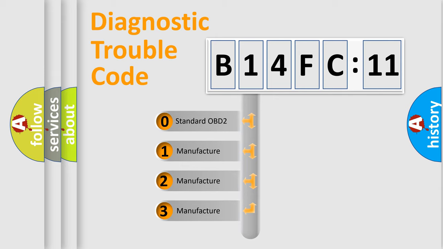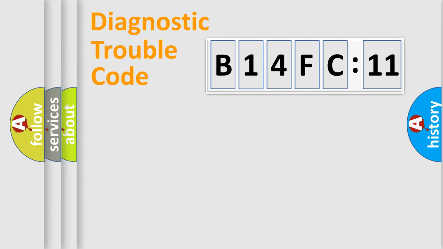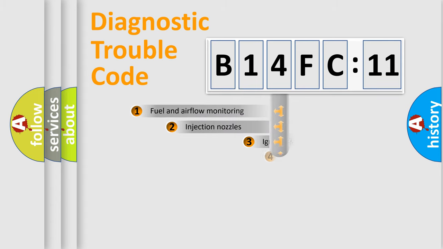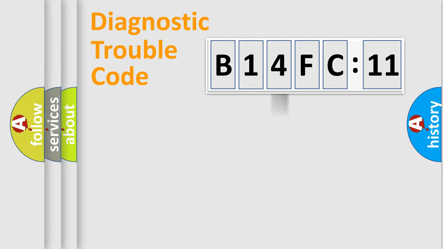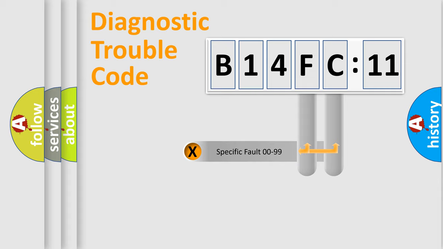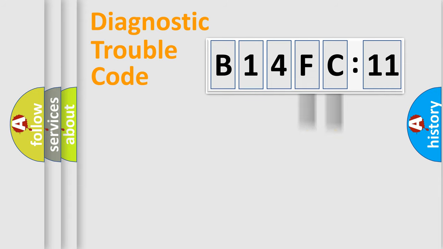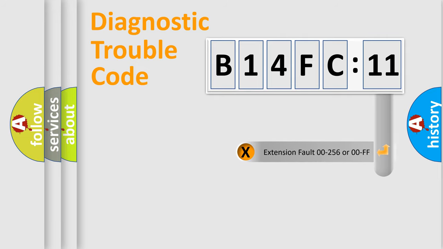If the second character is expressed as zero, it is a standardized error. In the case of numbers 1, 2, 3, it is a more specific, manufacturer-specific expression of the error. The third character specifies a subset of errors. The distribution shown is valid only for the standardized DTC code. Only the last two characters define the specific fault of the group. The add-on to the error code serves to specify the status in more detail.